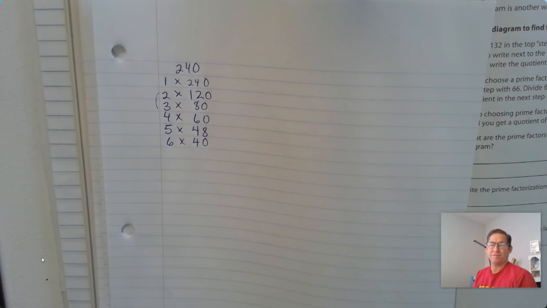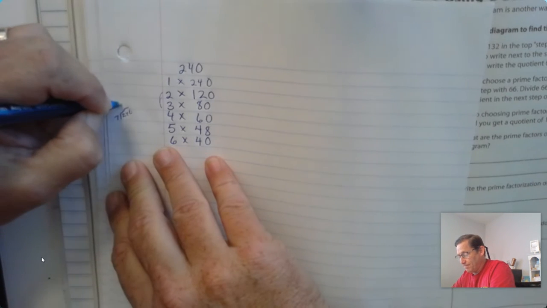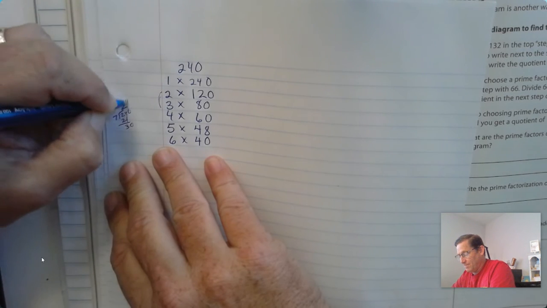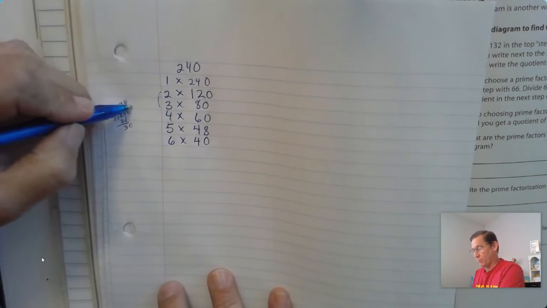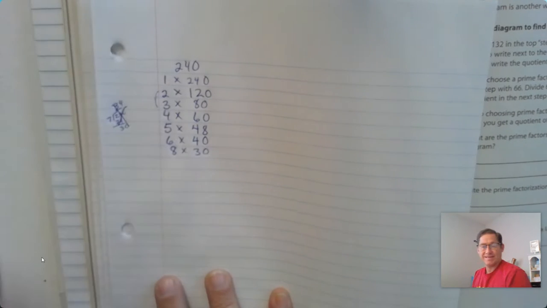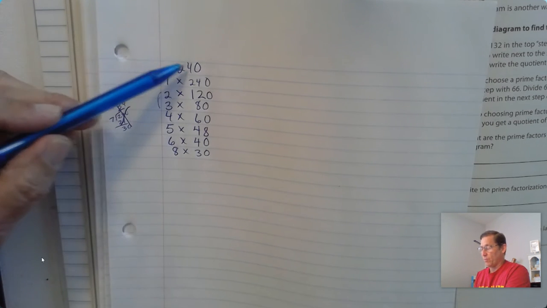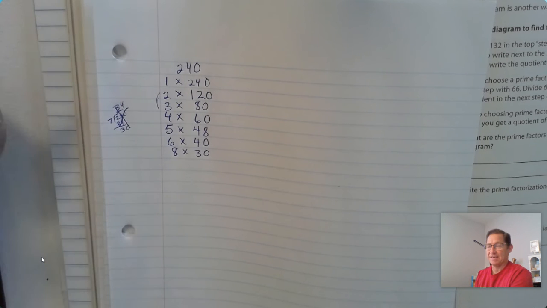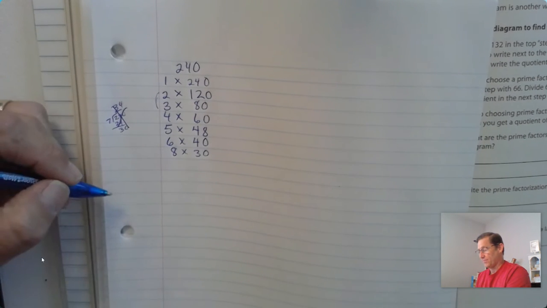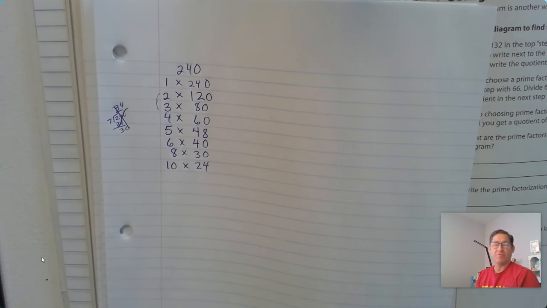Will 7 work? Well, sometimes we just got to try. No, we're going to have a remainder. So no, 7 will not work. 8 will. I know that 8 times 3 tens is 240. How about 9? Will 9 work? 4 plus 2 is 6. 6 is not divisible by 9, so 9 will not work. How about 10? Yeah, sure. It ends in a 0. So 10 times 24.